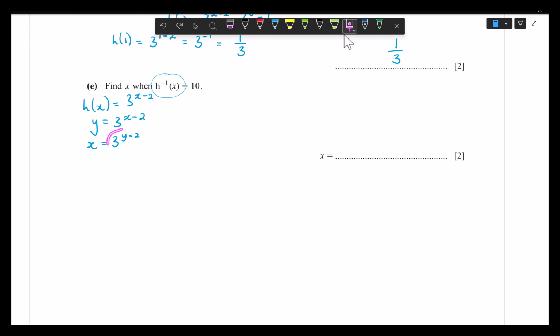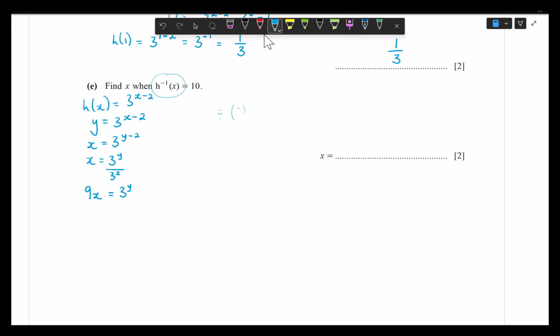Using the laws of indices, we can rewrite this as x is equal to 3 to the power of y over 3 to the power of 2. Because remember, the laws of indices says that if we are dividing, then we subtract the exponents. So in this case now we have x is equal to 3 to the power of y over 3 to the power of 2, and 3 to the power of 2 is 9. Cross multiplying this, we have 9x is equal to 3 to the power of y.